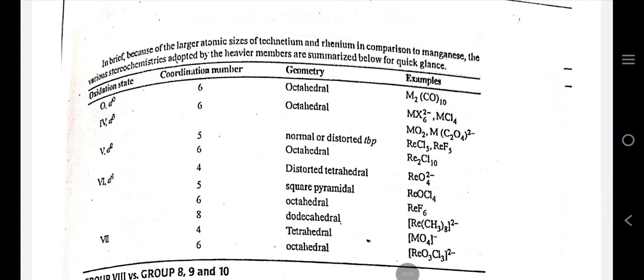In brief, because of the larger atomic sizes of technetium and rhenium in comparison to manganese, the various stereochemistries adopted by the heavier members are summarized below for quick glance.